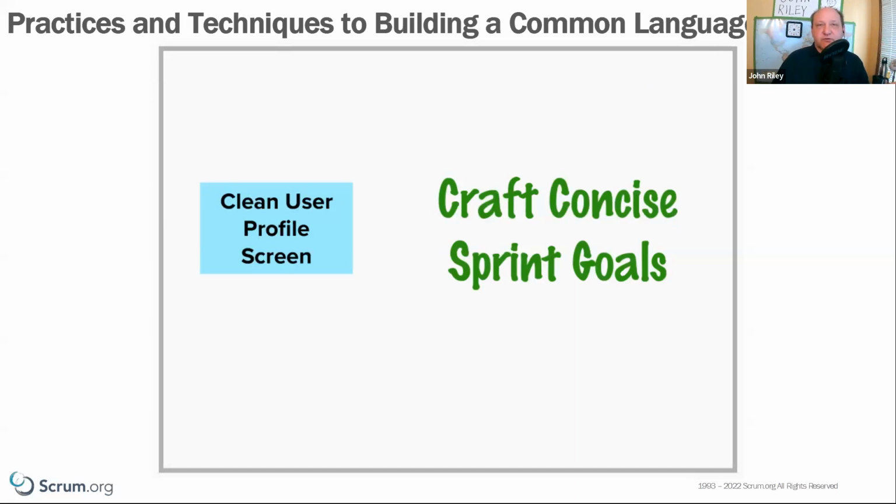Okay. A sprint goal is not a list. A sprint goal is there for a reason. It gives the team purpose of what the increment should look like. It creates that shared understanding. A clean user profile screen. That is a concise sprint goal. Okay. Make sure you spend enough time and energy on this so that everyone has a shared understanding of what is supposed to happen by the end of the sprint. Okay. Clear, concise sprint goals.